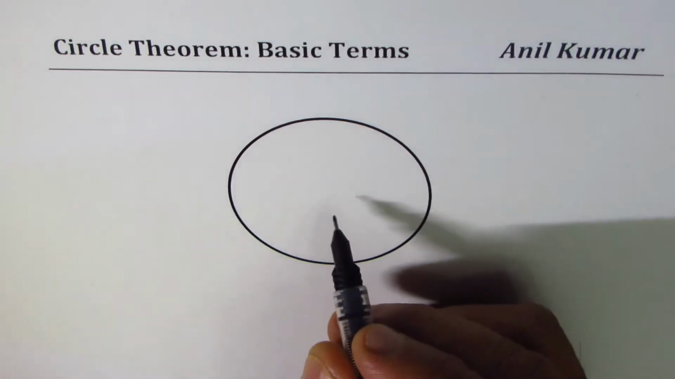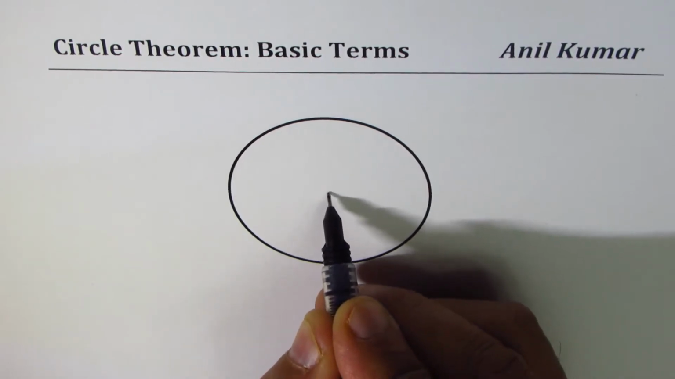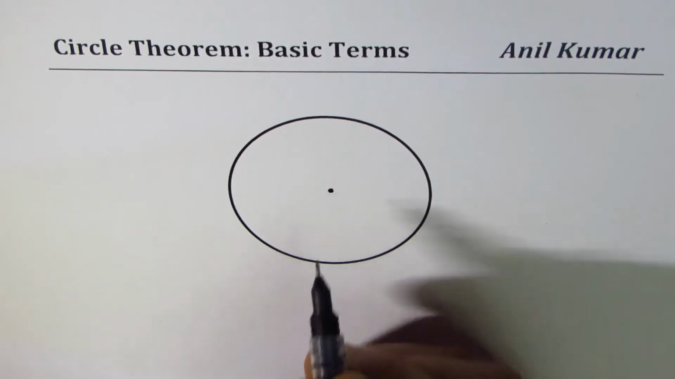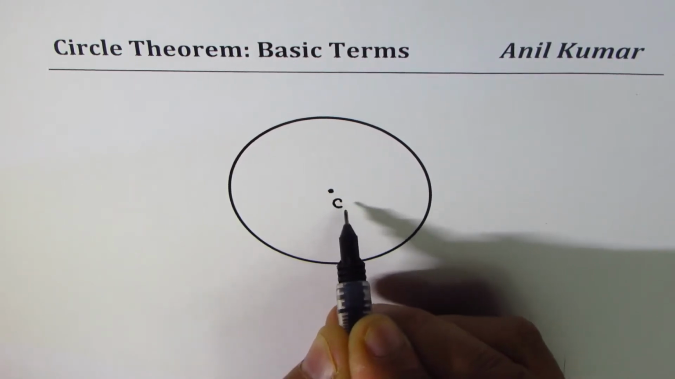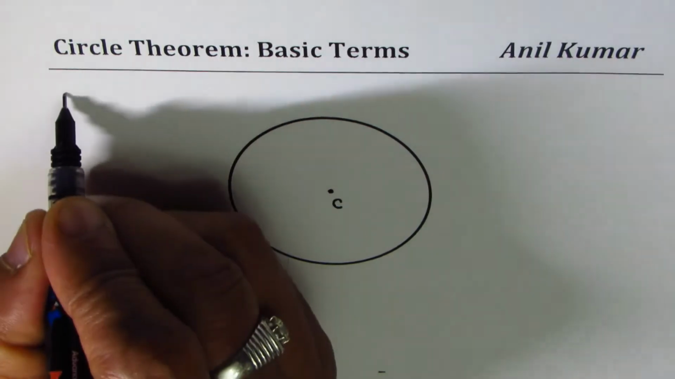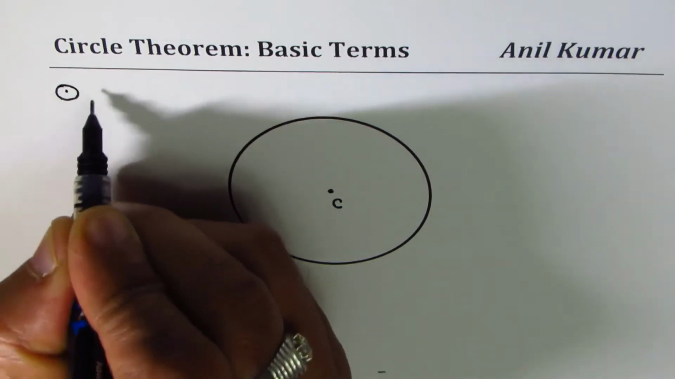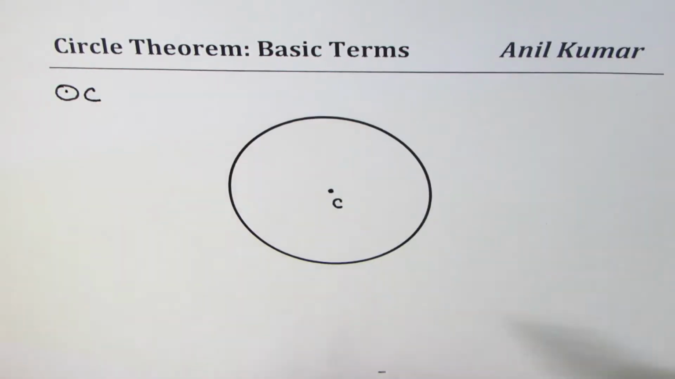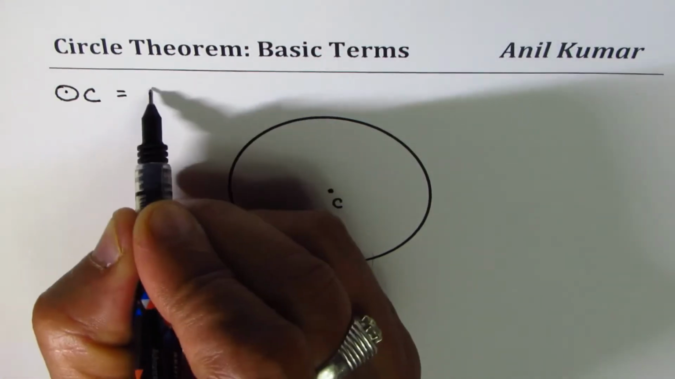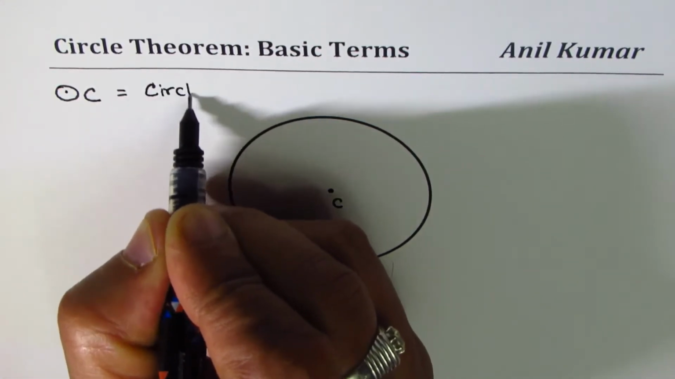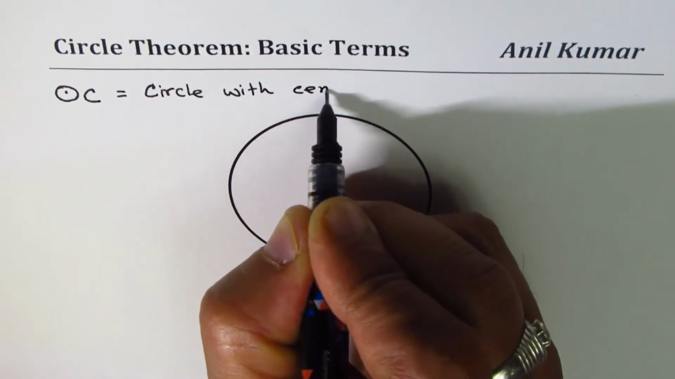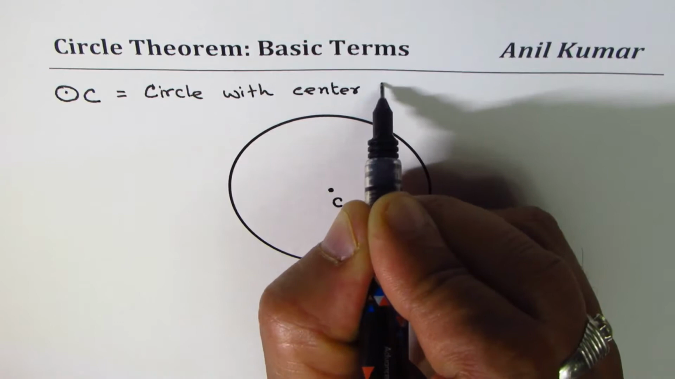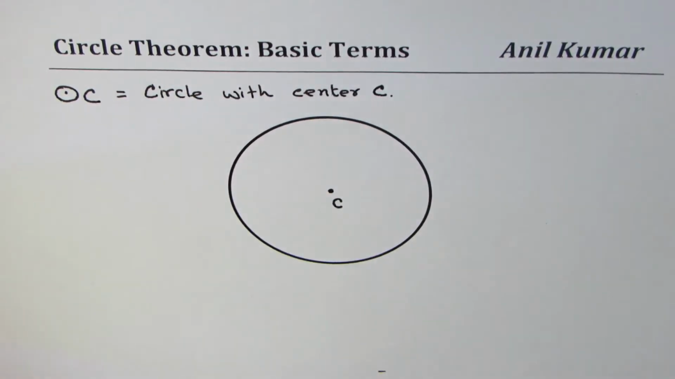So here's a circle. It is normally defined by the center. Let's name the center point as C. So we'll refer to this circle as circle C, right? So this means circle C. This is equal to saying circle with center C, right? So that is how we normally name a circle.